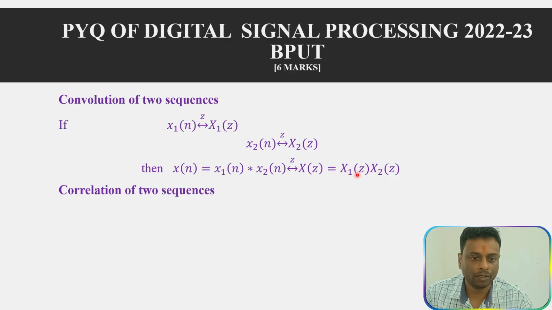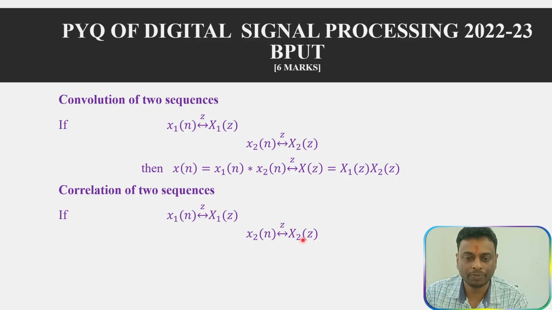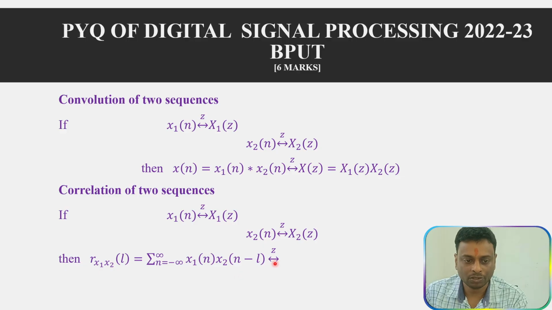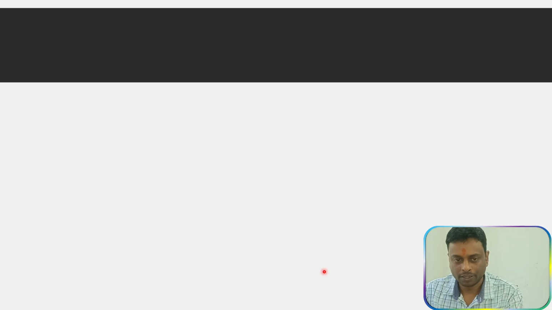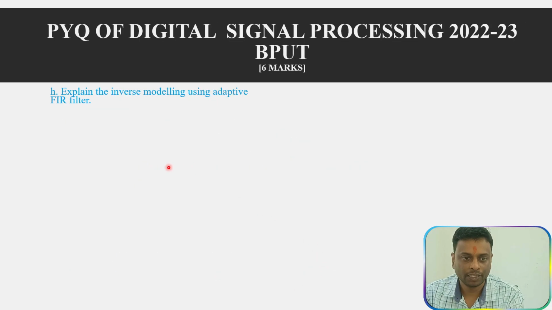Then correlation of two sequences. Similarly, if the Z transform of x1 of n is X1 of z and of x2 of n is X2 of z, then this is the formula for finding the cross correlation, whose Z transform will be X1 of z into X2 of z inverse. So these are the properties of Z transform. Basically, this question asks to list all the properties of Z transform. Next, the second question is: explain inverse modeling using the adaptive FIR filter.